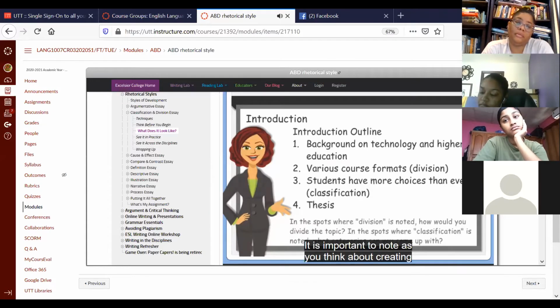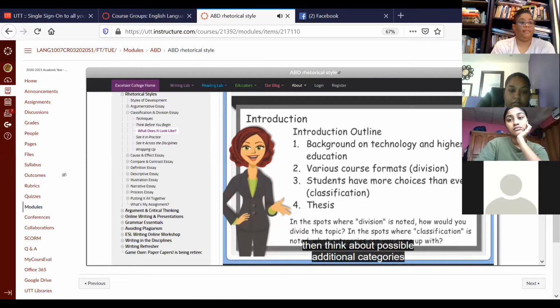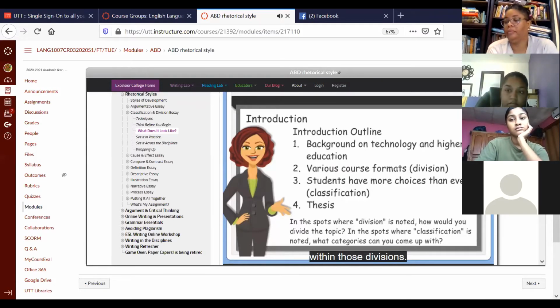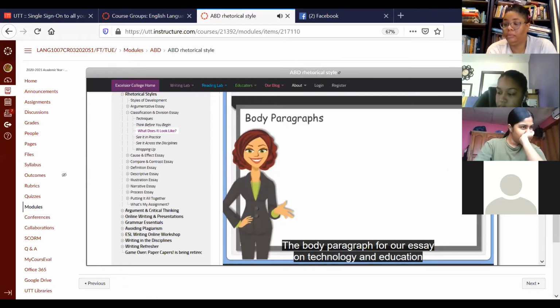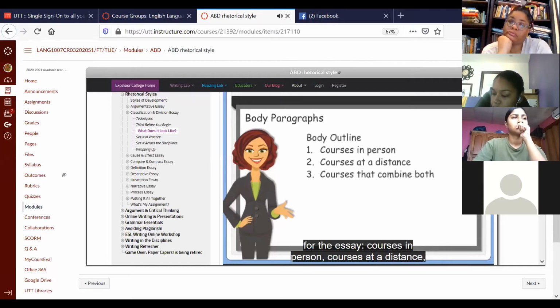It is important to note, as you think about creating a classification and division essay, you should think about the major divisions for your essay and then potential subcategories within those divisions. When you think about division, think about how you might divide your whole topic, then think about possible additional categories within those divisions. The body paragraph for our essay on technology and education could easily be organized into the different major divisions for the essay: courses in person, courses at a distance, and courses that combine both face-to-face and distance instruction.